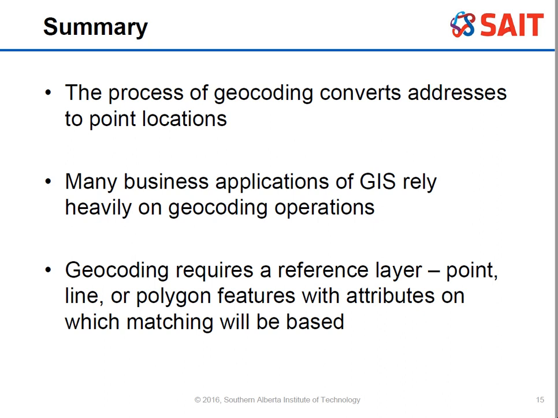In summary of the process, it converts addresses to point locations. We take attribute information that has to do with an address that we would say verbally to each other and create a spatial point in space. Many businesses rely on it now. In fact, you probably rely on it when you use Google Maps, or any kind of GPS unit when you're navigating. It's very, very common and super heavily used now, so you need to know how to do it.